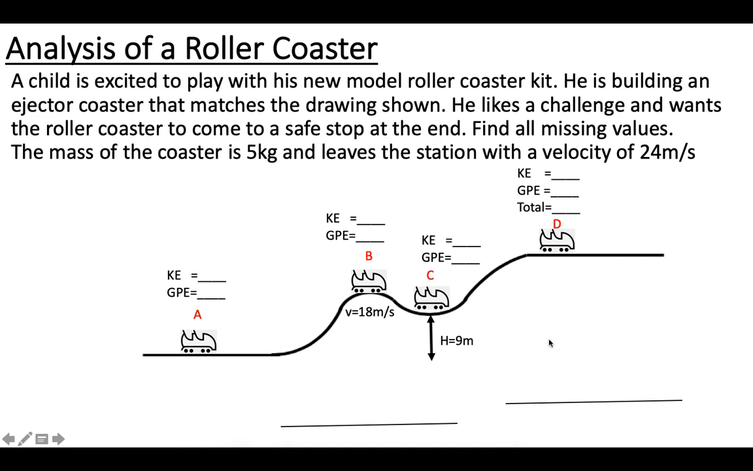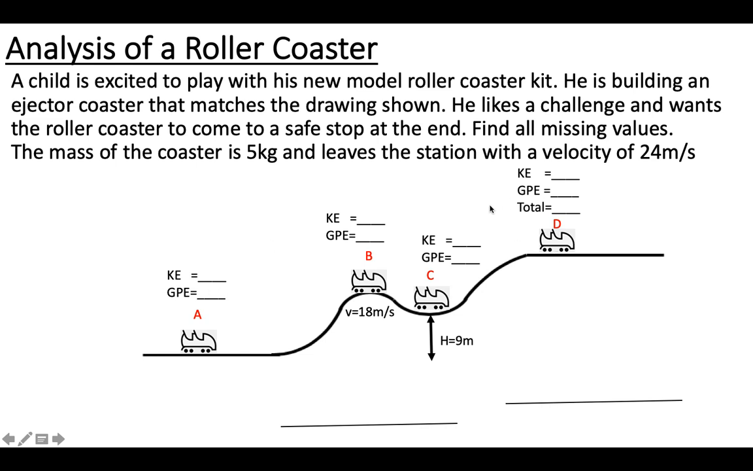Okay, so what I want to do now is go through an analysis of a roller coaster. The scenario for this problem is a child is excited to play with his new model roller coaster kit. He is building a roller coaster that matches the drawing shown. He likes a challenge and wants the roller coaster to come to a safe stop at the end, up on the top of the hill. Find all missing values. So all these blanks, we've got to fill in all of these blanks right here.